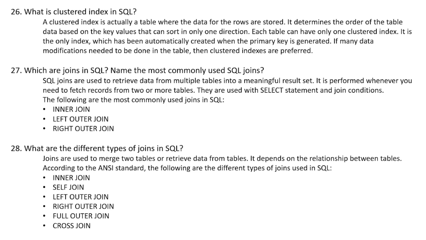Question 28. What are the different types of joins in SQL? Answer: joins are used to merge two tables or retrieve data from tables. It depends on the relationship between tables. According to the ANSI standard, the following are the different types of joins used in SQL: inner join, self join, left outer join, right outer join, full outer join, cross join.